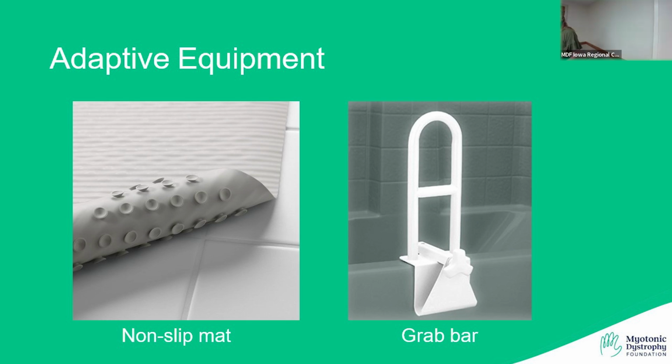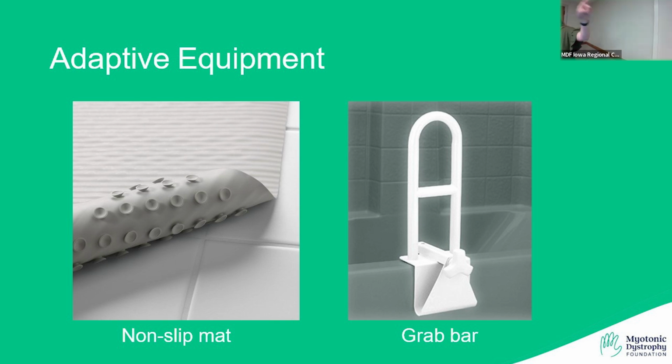And then 2 more things for the bathroom. Everybody should have a non-slip mat that sticks well, just to give you that little bit of extra tread in the shower. And grab bars. Grab bars are wonderful. There's a lot of different styles. There's your standard one you see most often that's permanently installed in the shower itself.